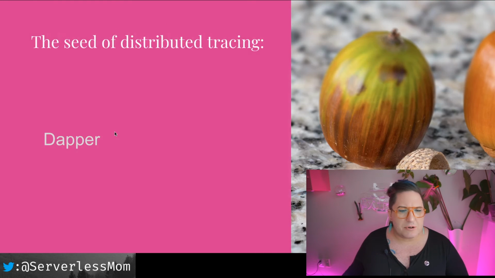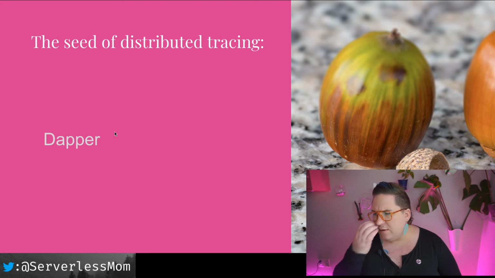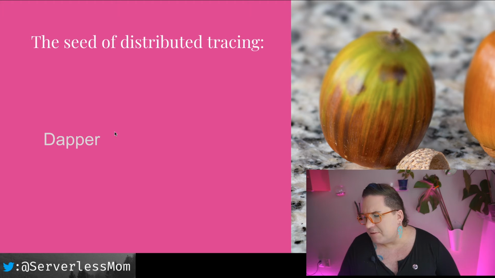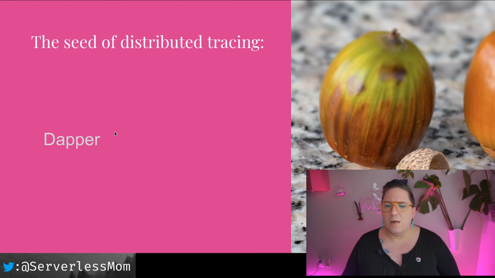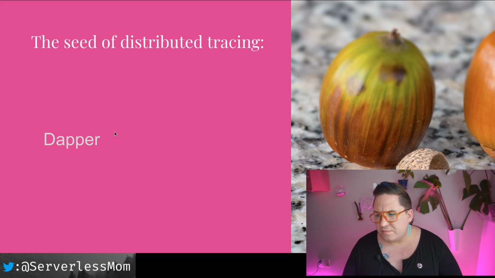There was a real seed of this in the Dapper project over at Google, which I believe is still used. It's documented in a paper. I don't think you can actually use the project yourself; they're just documenting what its standards were. Dapper, distributed tracing. Tracing and distributed tracing is a real challenge.